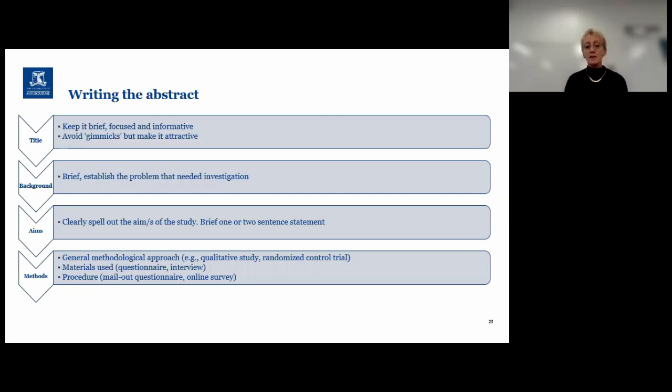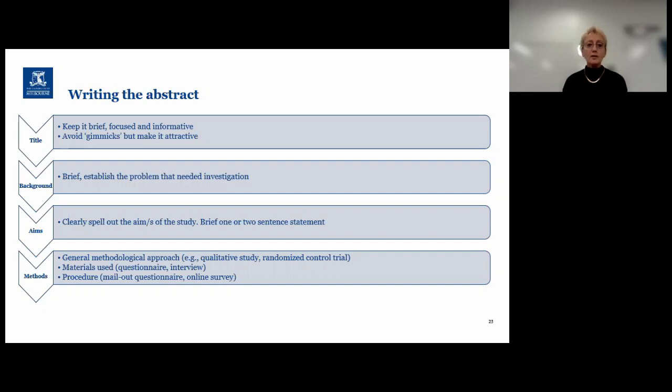And then when you're talking about your methods, the general methodological approach. So was this a qualitative study, mixed method study, randomized controlled trial? Did you use questionnaire, interview? How did you do it? Was it a mail out questionnaire, an online survey? So keep it quite concise.